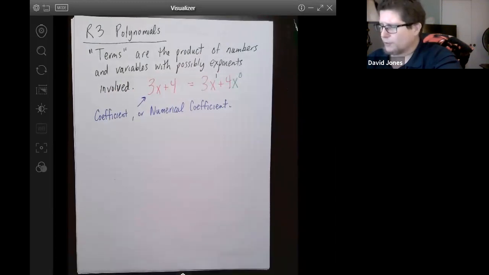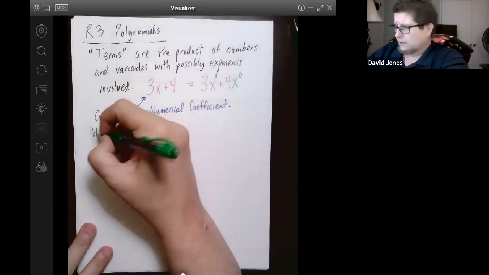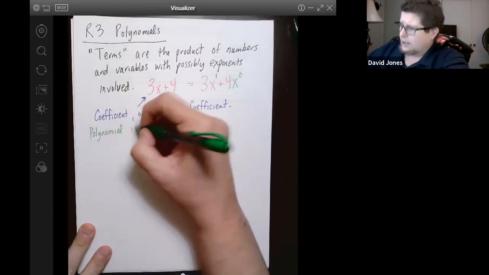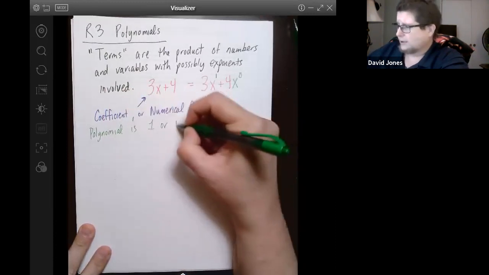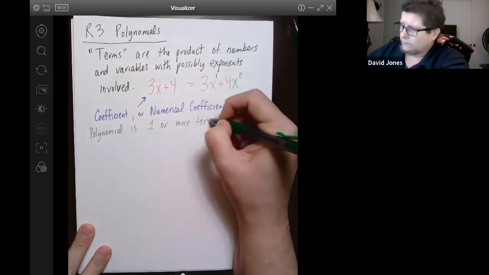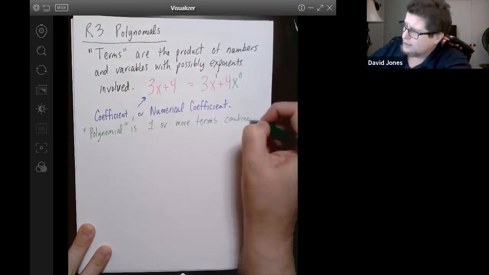And a polynomial is one or more terms combined through addition or subtraction.